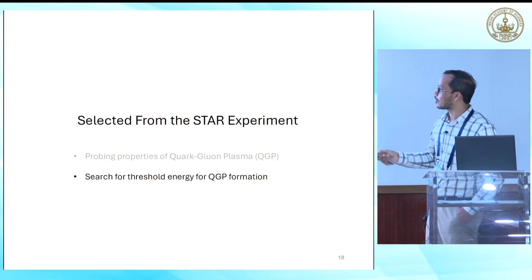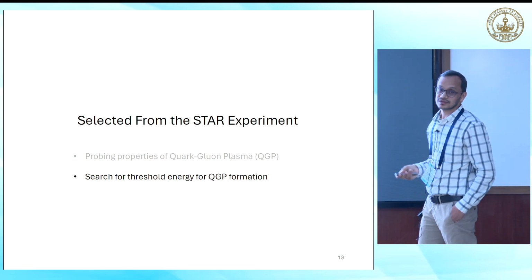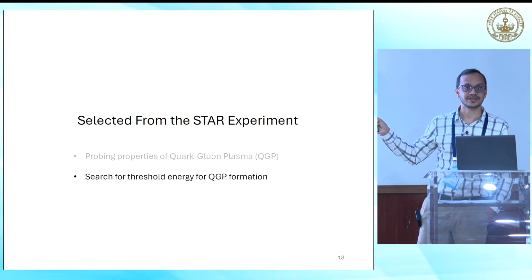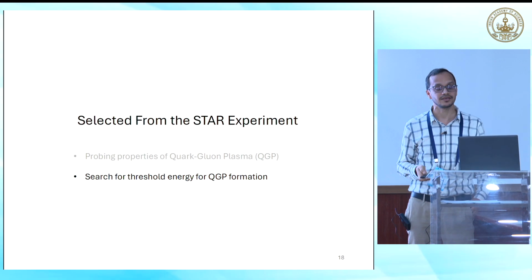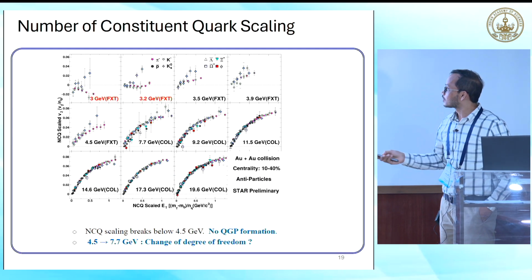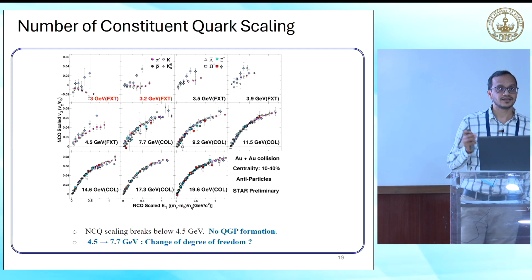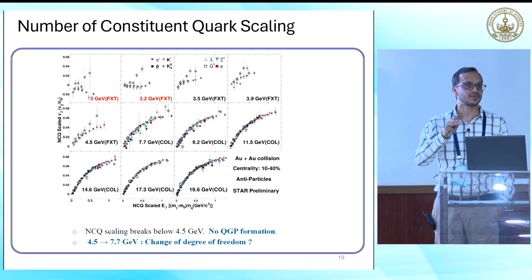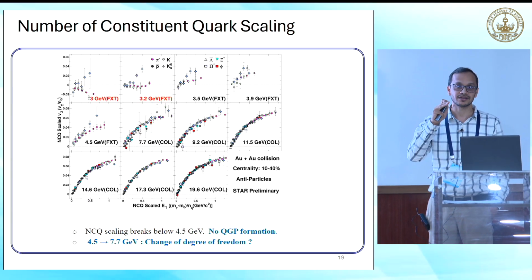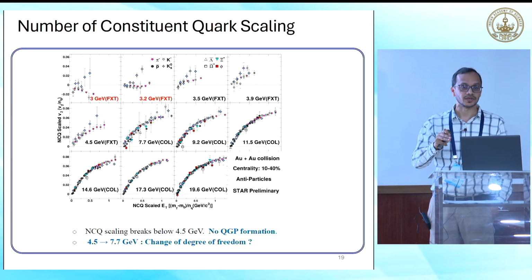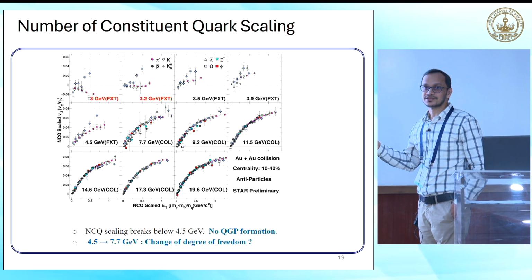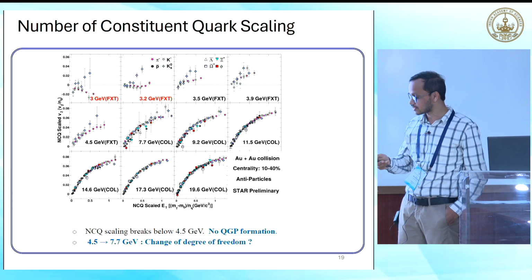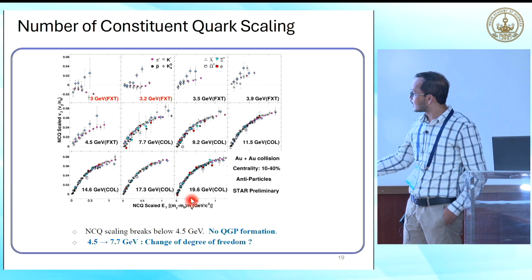Okay. Now the last topic I will discuss is the minimum energy needed to create a QGP. So far I was discussing the result in gold-gold collision at 200 GeV. Okay. So here again, we tried to look at the NCQ scaling plot. If scaling holds, then the QGP is there. If there is a breaking of scaling, then you can say that possibly there is no QGP. So in STAR we have collected data starting from 200 GeV to 3 GeV, okay, by varying the colliding energy. So this is the 19.6 GeV.